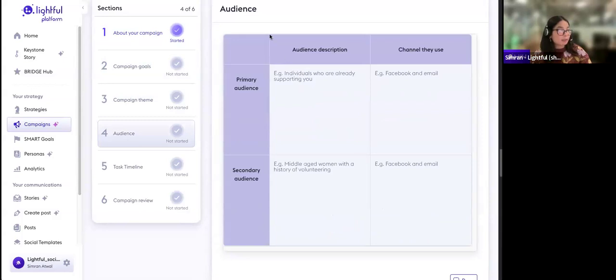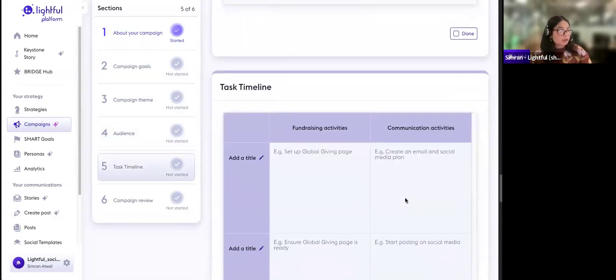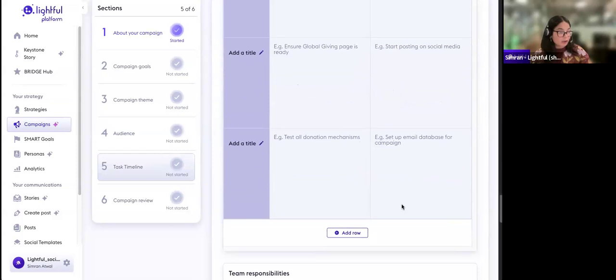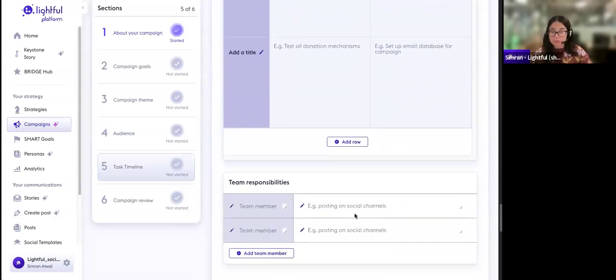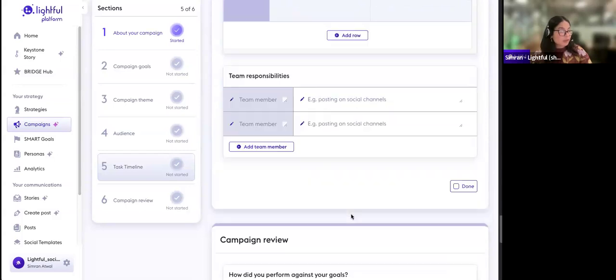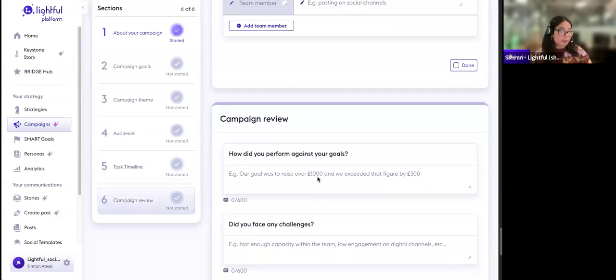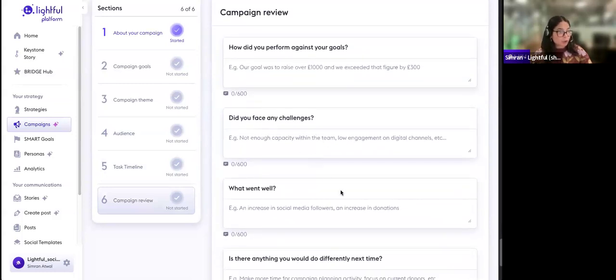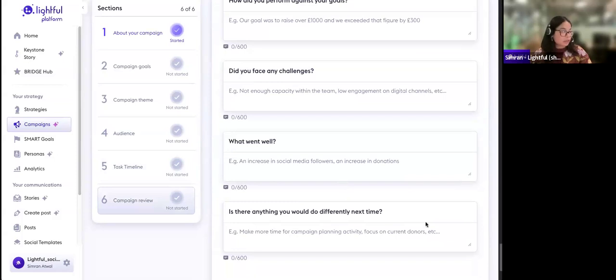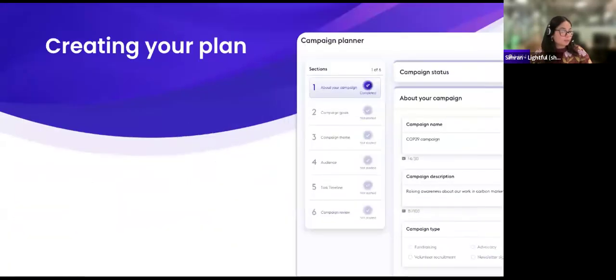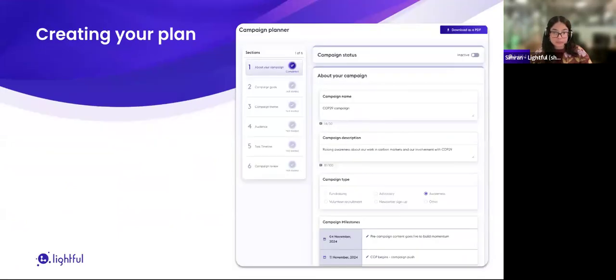And then thinking and picking apart the different audiences you want to capture and the platforms they live on. And then we also have a task timeline for you to break down each task that you need to carry out. And the best part, which is assigning these responsibilities to different team members. And then at the end, as I mentioned, all about the analytics. This is where you review your campaign and ask yourself questions about what went well, and is there anything that you'll do differently next time. So that's a really helpful tool for you to look at when planning your campaigns.